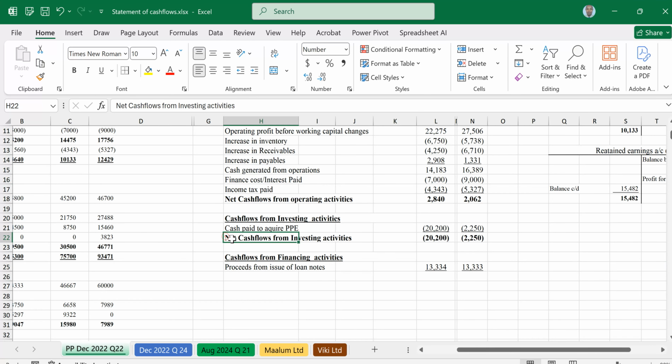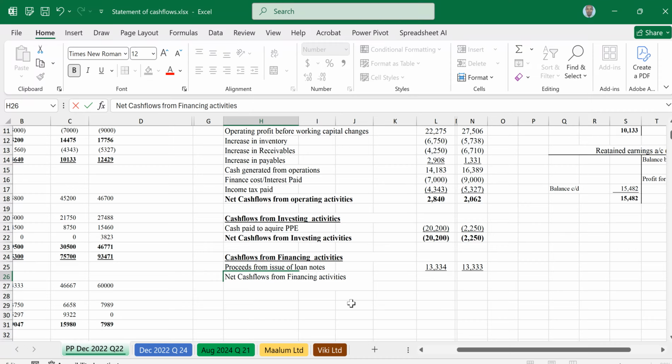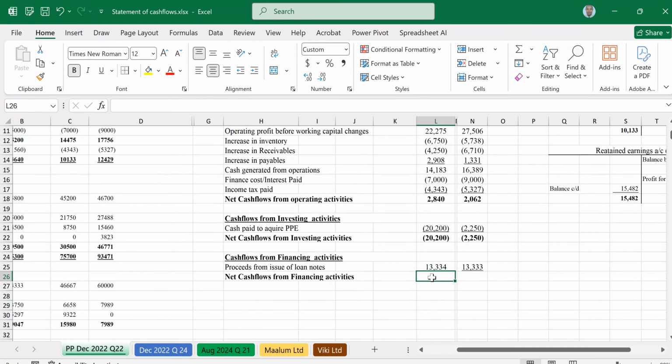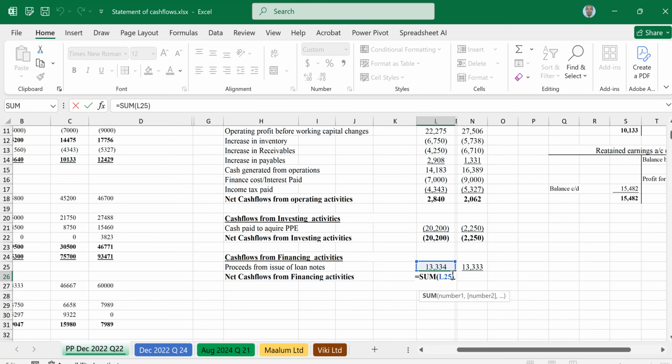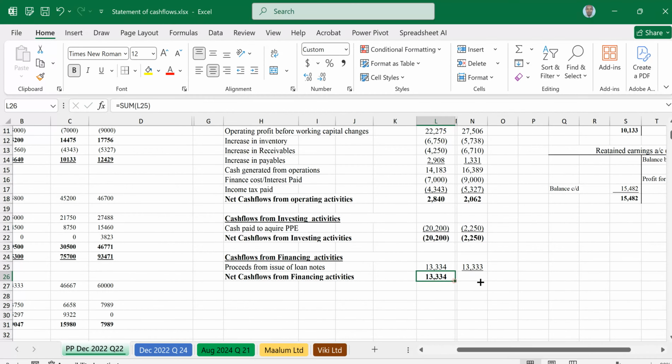So that will be net cash flows from financing activities. From financing activities, you sum, then drag across. Net cash flows from financing activities.